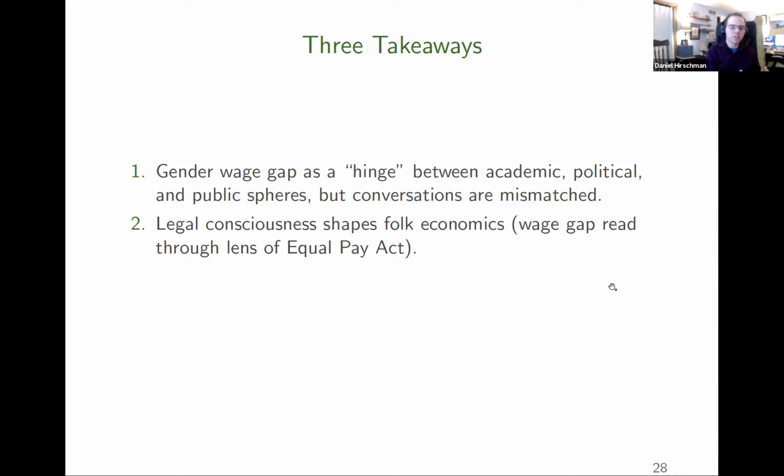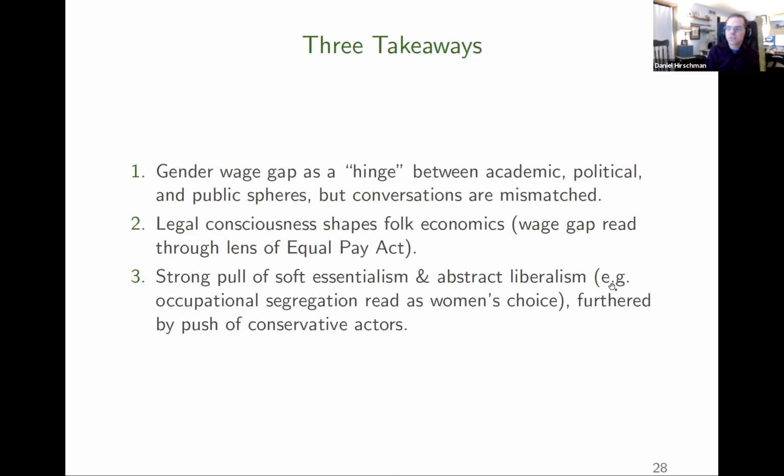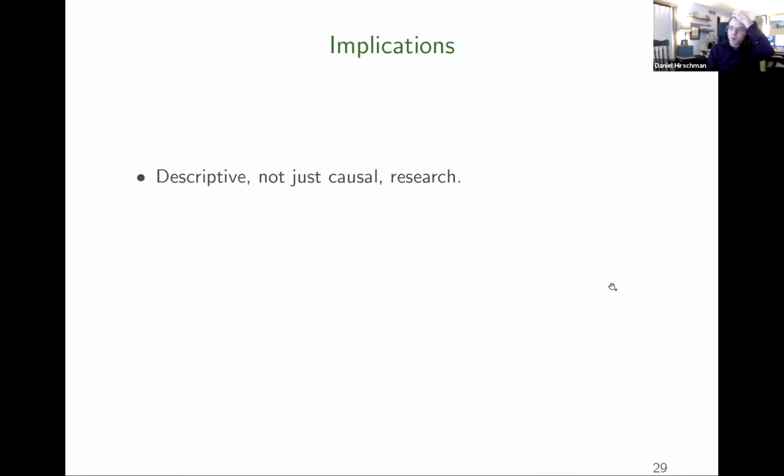People assume that discrimination is equivalent to what's made illegal. What's made illegal is a relatively small set of what one might broadly consider part of the story of discrimination. And then finally, this strong pull of soft essentialist and abstract liberal ideologies that foreground choices, and particularly women's choices, which are furthered in part by the push of conservative voices that reemphasize that narrative.